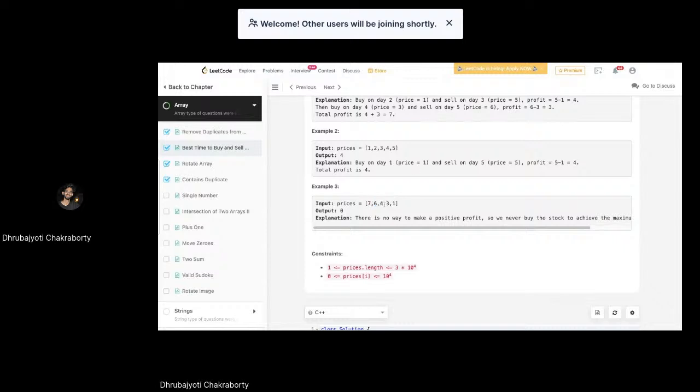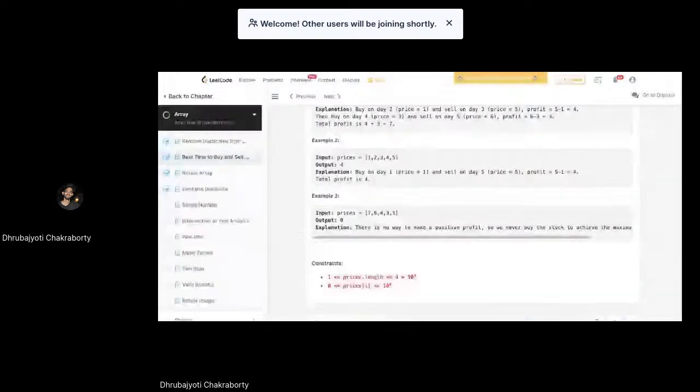Again, this is very important to understand. So we definitely come through a pattern, right? The pattern is very simple. We have to buy the stock at the day where our value is minimum. We have to sell the stock at the day where our value is maximum, right? That's the simple logic that we have, right?